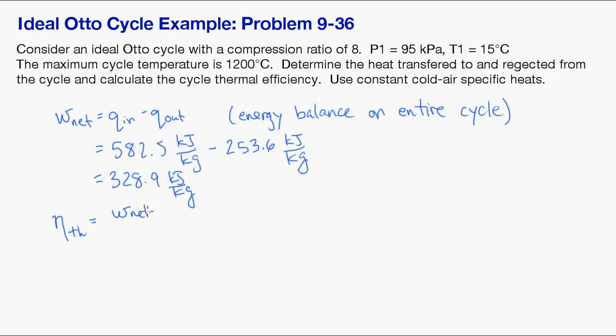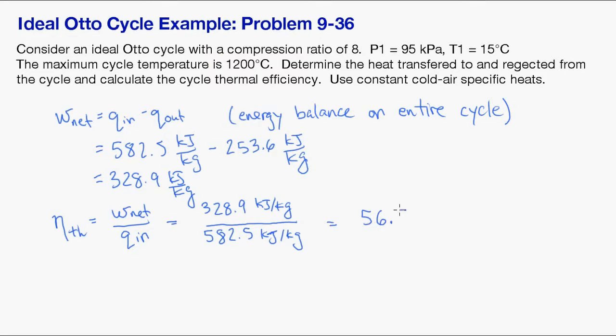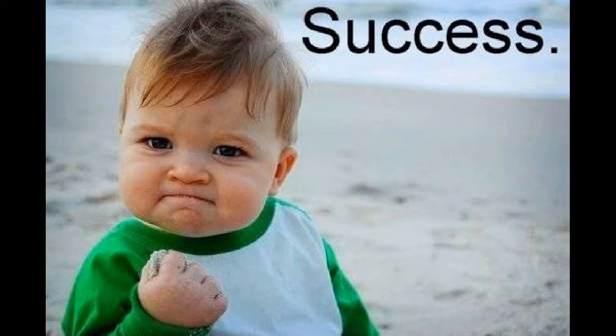To calculate the thermal efficiency, it's the net work divided by the heat input. We put in those numbers we found, and we find that the quotient gives us 56.5%. So here we've solved an ideal Otto cycle successfully.